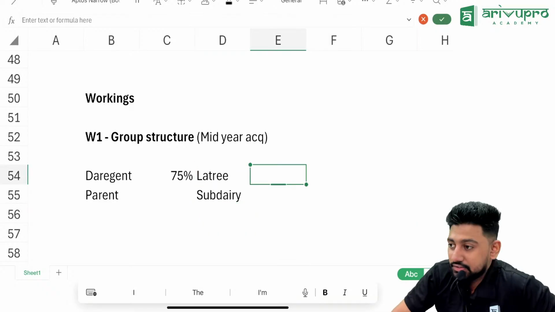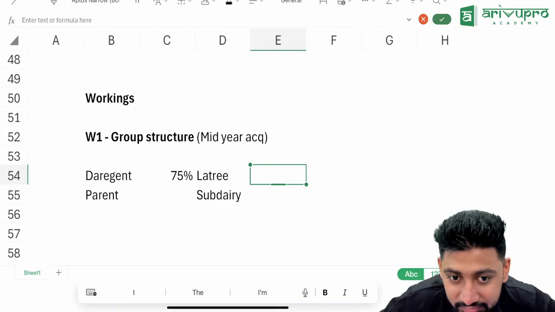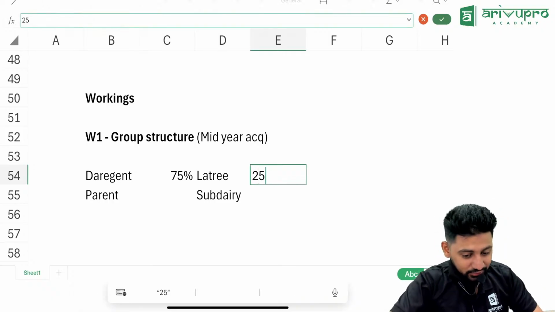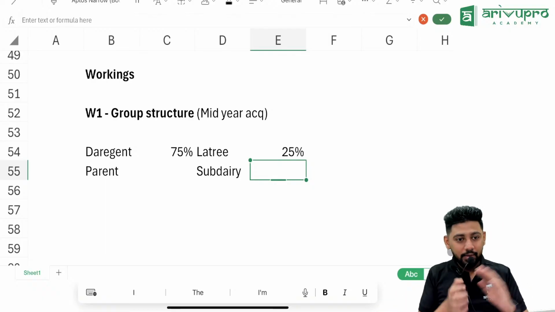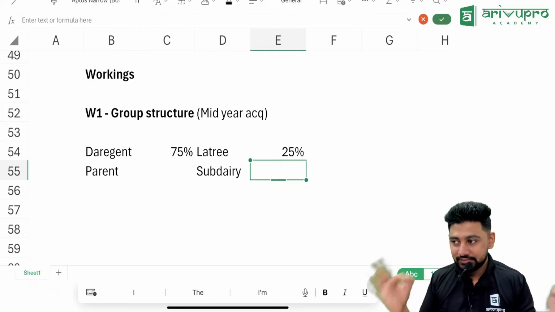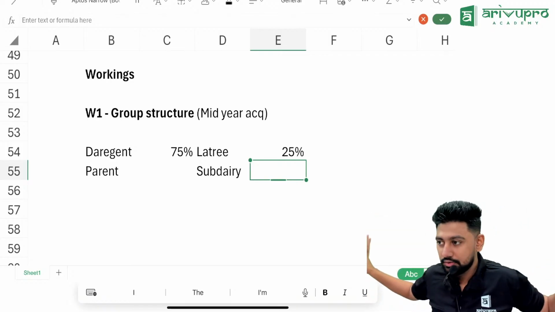And then do you have any NCI? Yes, there is 25% NCI. Okay, don't shout, I'm getting scared. 25% NCI, that's good. Now that is done, as simple as that. In the exam, group structure, number one, done and dusted.